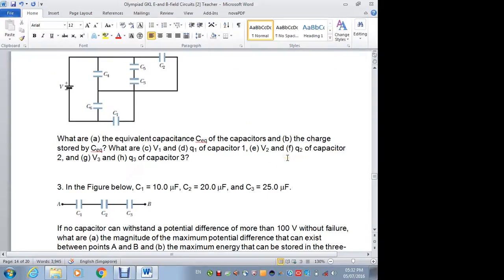It's just a practice. V1, Q1, Q2, V3. Just stop at CEQ. Oh, they're asking V1, right? That means V1 is the PD across C1. That's all. V1 is the PD across C1, but you have V, right? This is V1 plus V2, right? That will give you V.